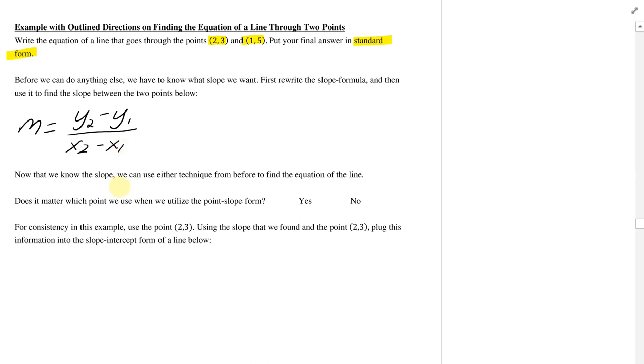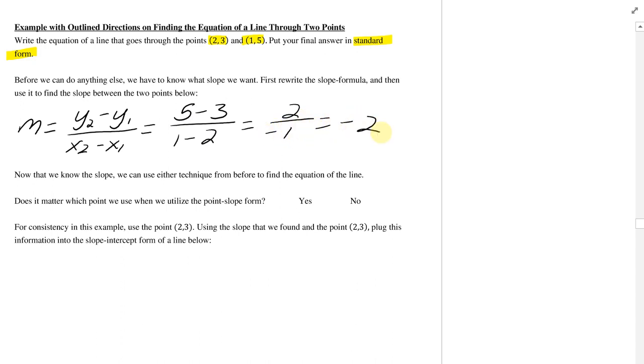So what I want you to do actually is I want you to plug these 2 points into this and find the slope on your own. Hit play when you're ready. So if I plug in the points, I have 5 minus 3 over 1 minus 2. So this is 2 over negative 1, so this will equal negative 2.